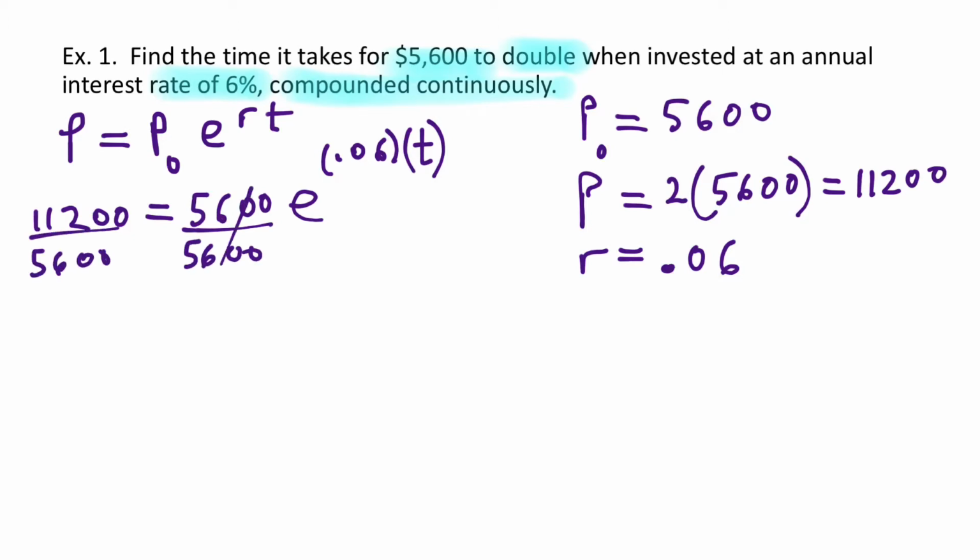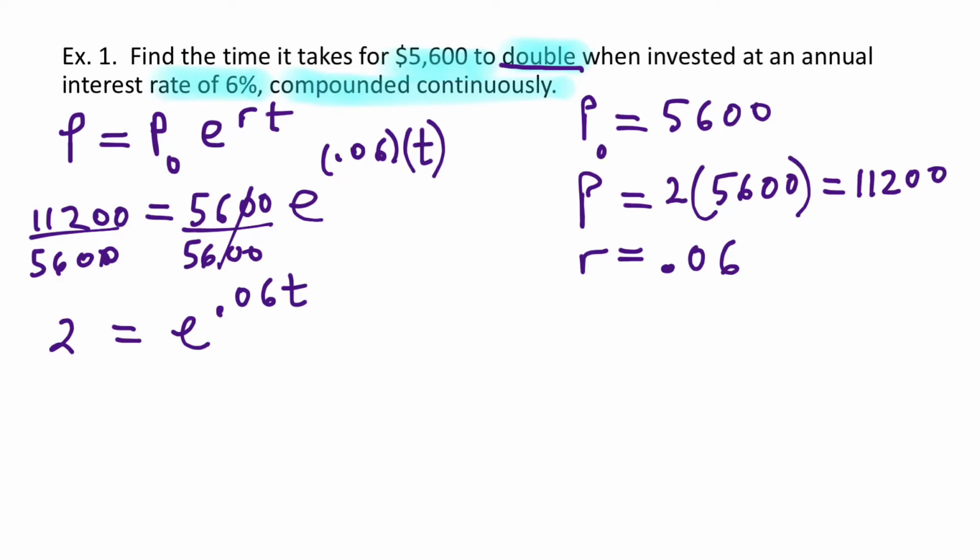So I can cancel this out, and I already know this is going to be 2. Let me just stop right here a second and tell you that if you've got a doubling problem, you always know that you're going to have this 2 over here. So you can start out by just saying that 2 is equal to e to the 0.06, in this case, times t. The time to double is going to be constant for the problem at hand, regardless of what your initial investment is.